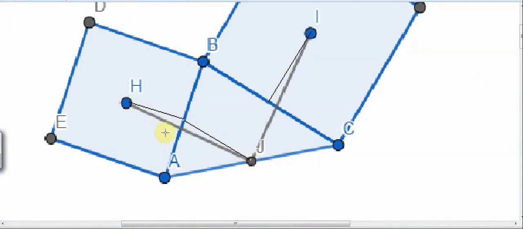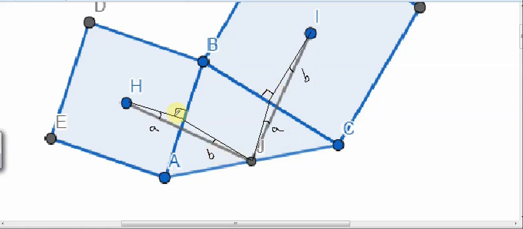So this triangle over here is congruent to this triangle over here, is what we have shown. And as a consequence, this angle, let it be called A, is equal to this angle, and this angle, let it be called B, is equal to this angle, because the triangles are congruent. And this is 90 degrees as per the construction.